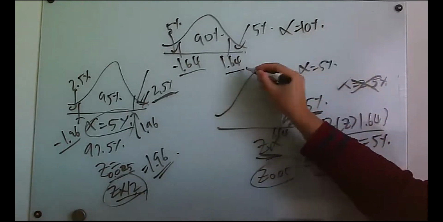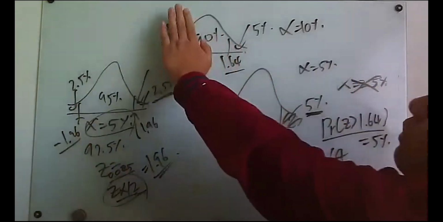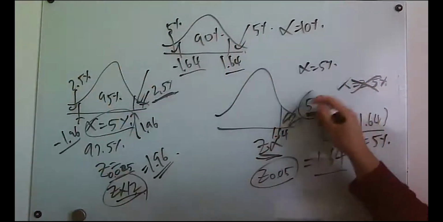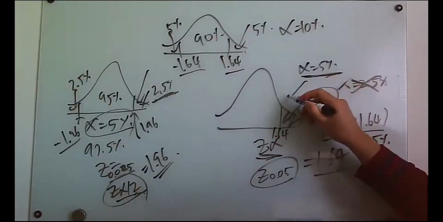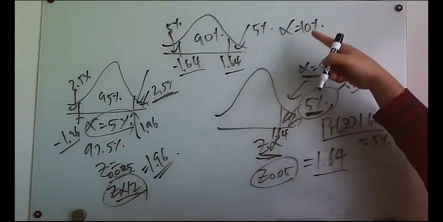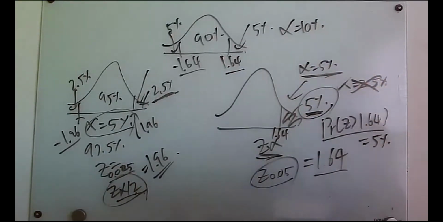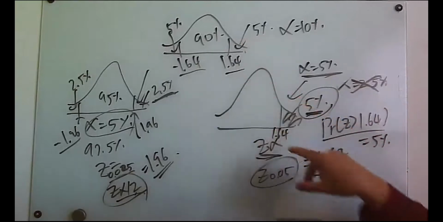Remember this one. This one is still 1.64 over here, but this is a one-sided test, so you're ignoring this part. That's why alpha becomes 5% for one-sided, but alpha equals 10% for two-sided. That's also a main difference. Just remember this is graphically how it has been done.